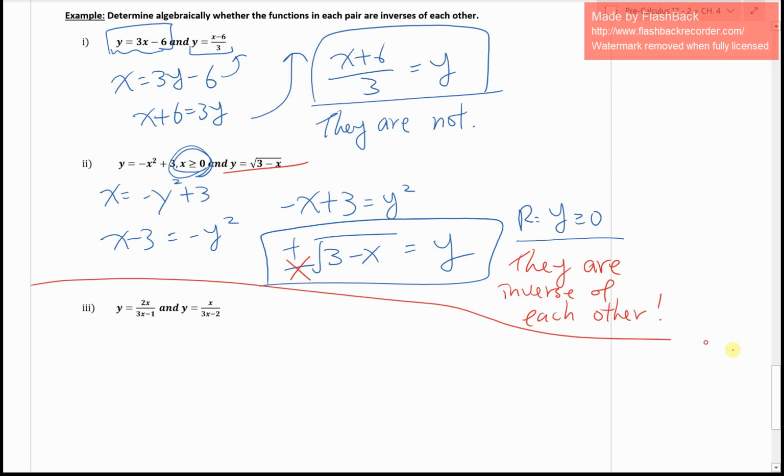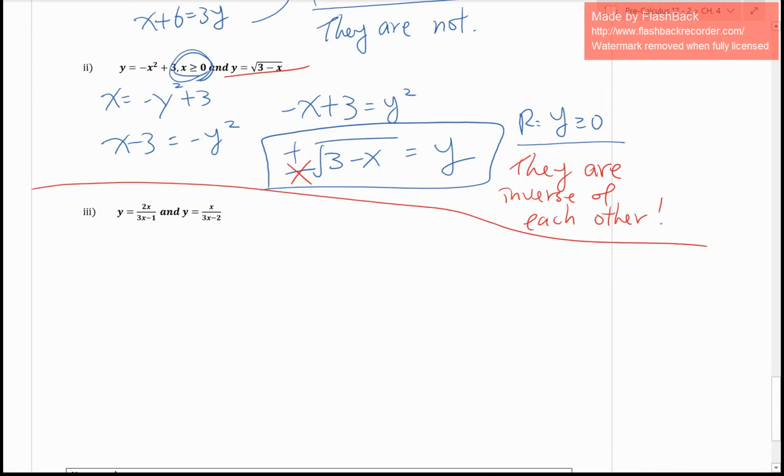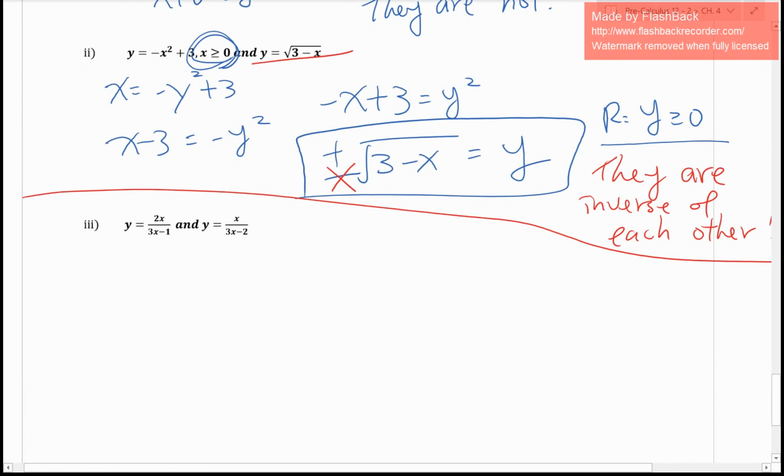All right, last one. Like I said, this one could be difficult. You can try it first. Good luck. All right, hopefully you have the very first step, which is to switch x and y, because that's what inverse is. Now we are solving for y. The problem here is we have two y's, so we need to somehow make it only one of them.